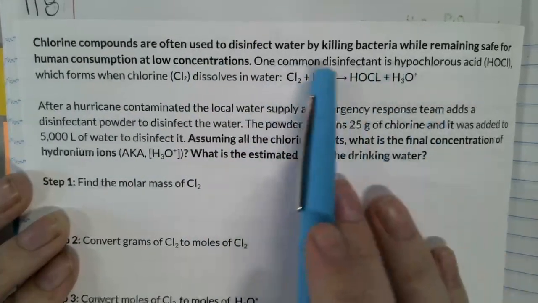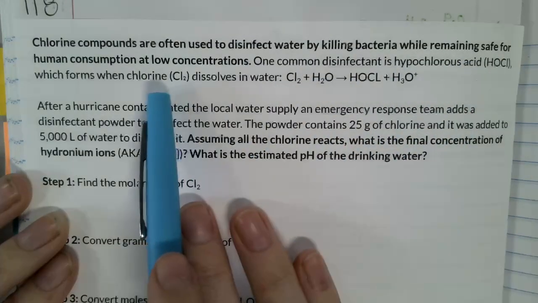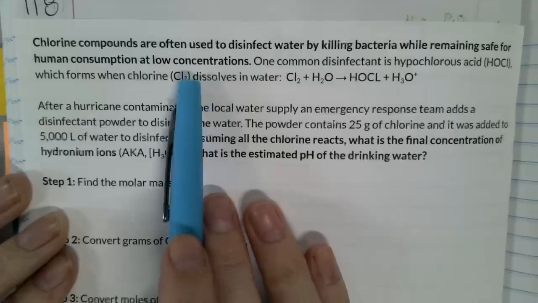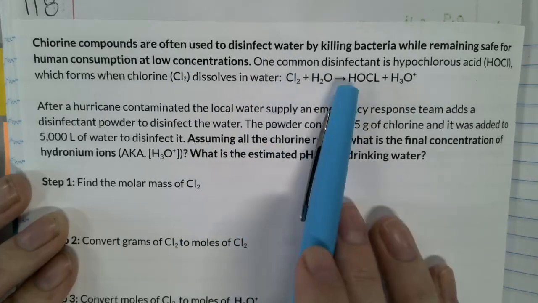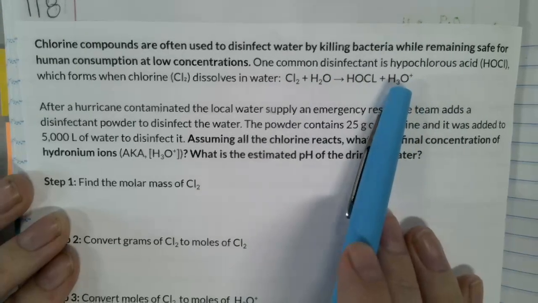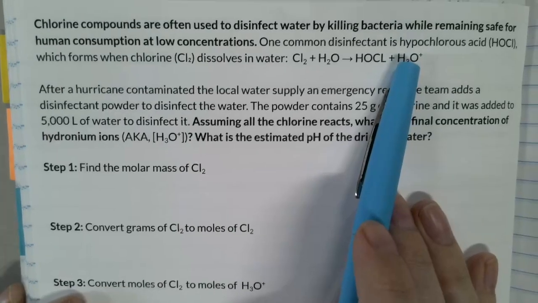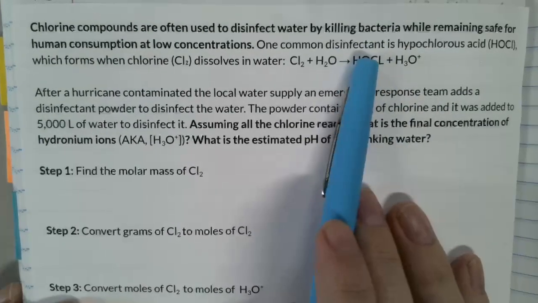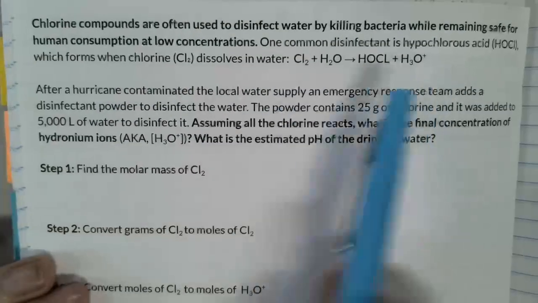A common way to do this is to create hypochlorous acid, and that happens when chlorine is dissolved in water. So we can put a chlorine powder or gas in water, and it will make that hypochlorous acid and H3O+. The hypochlorous acid is going to kill the bacteria, but in the process it makes the water acidic. We can only drink water that's so acidic.